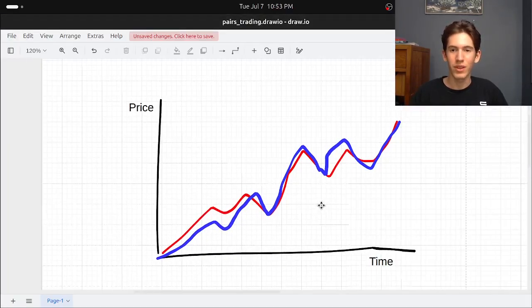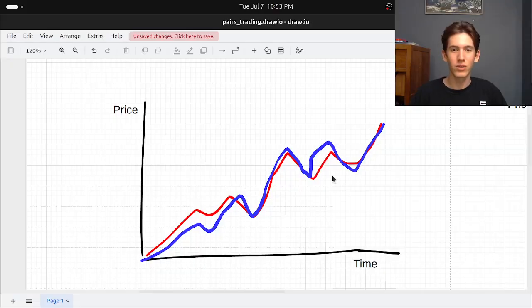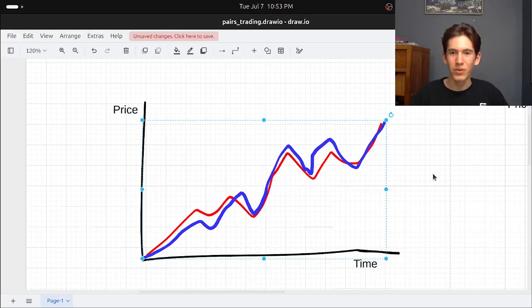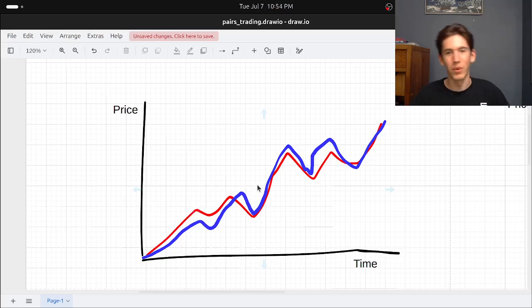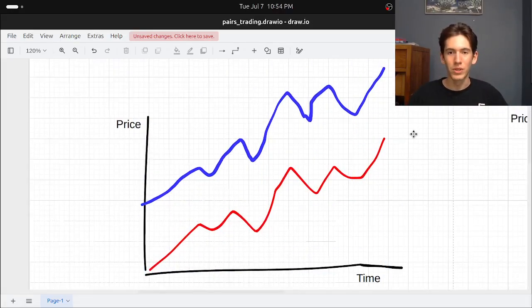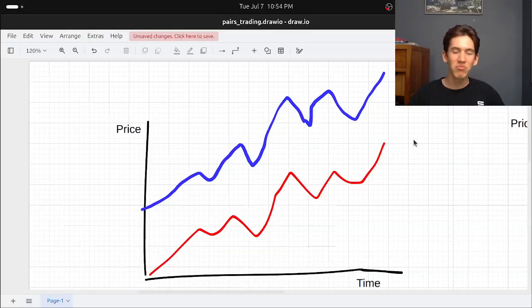So first thing we need is two highly correlated assets. So the red and the blue are an example of this. Right? These two assets roughly move the same, right? When one is moving up, the other moves up. When one goes down, the other goes down. They don't need to be the exact same line, right? If one had a much higher price than the other, that's still okay. They just need to move together.